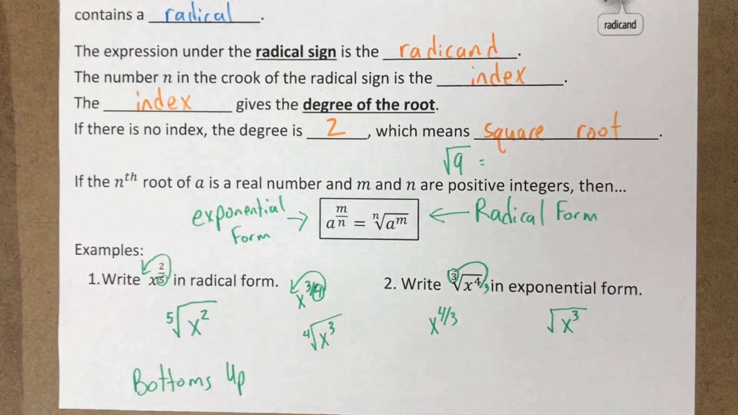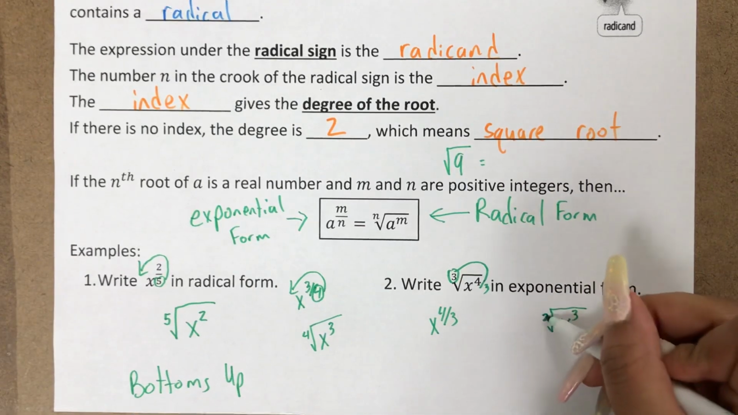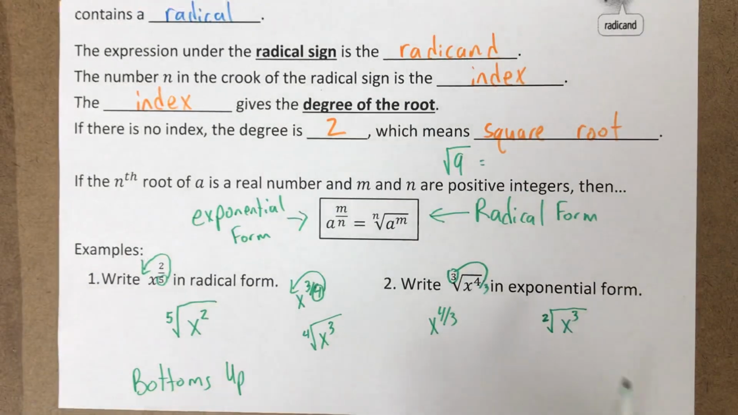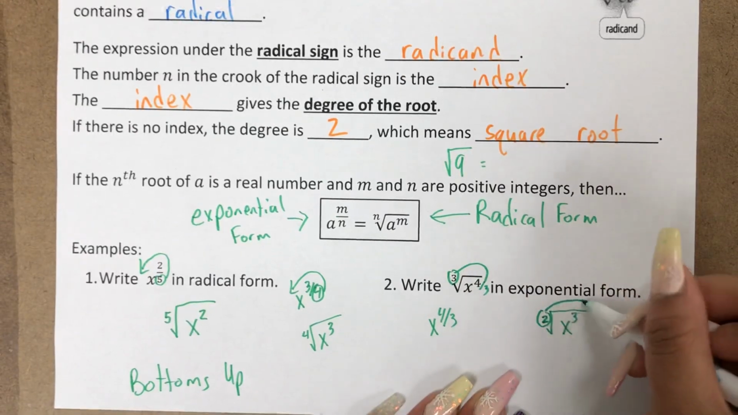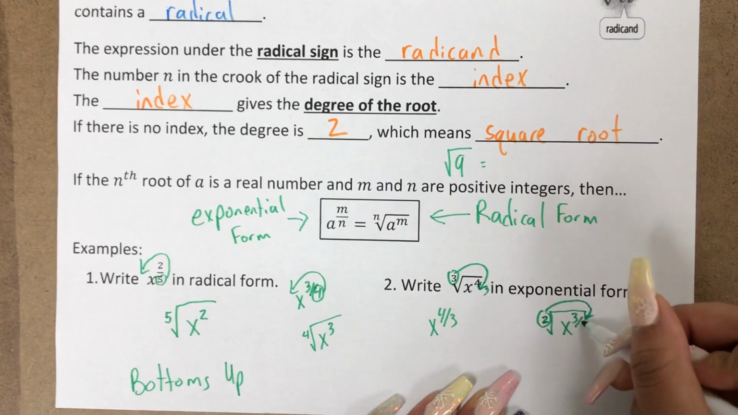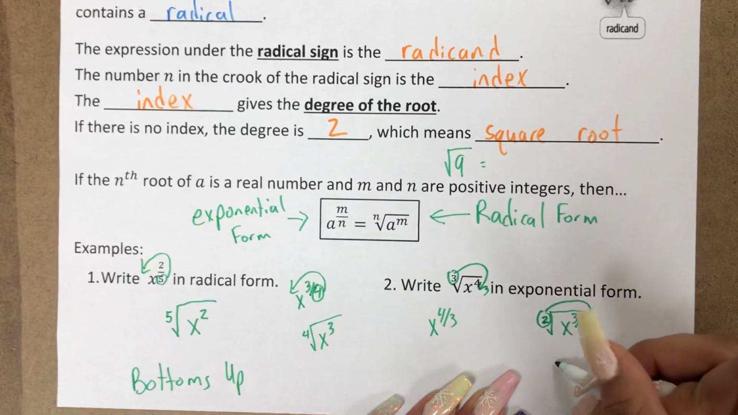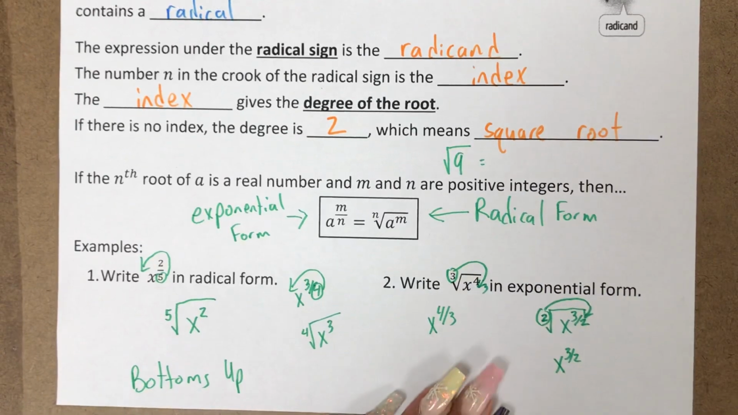The square root of x cubed. Remember that if there is no number there, what's that number? 2, because it's a square root. So remember, if you don't see a number there, there is a number there, it's a 2, because it's a square root. So we're going to move that number back. So it's x to the 3/2 power. That's it.